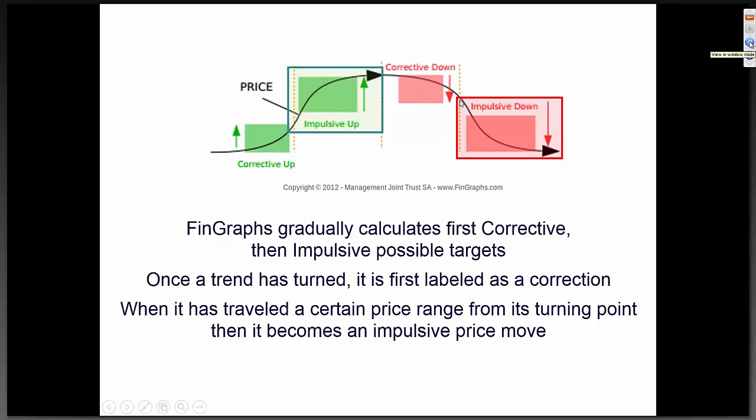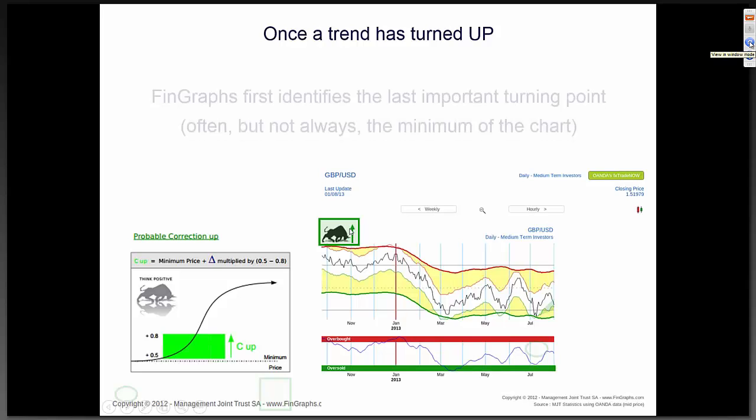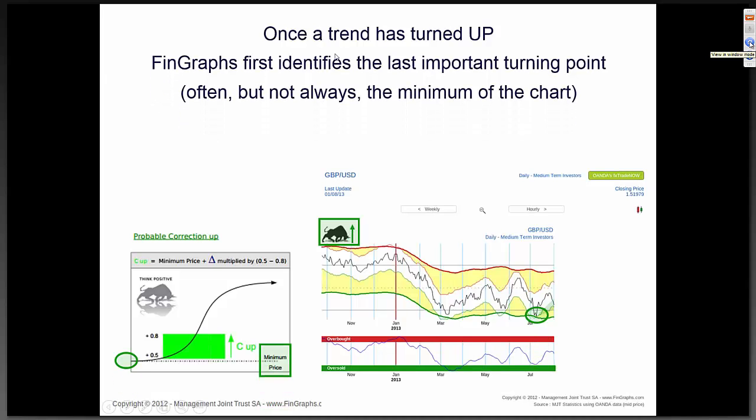Let's look at it in detail. Once a trend has turned up with potential bull, FinGraph first identifies the last important turning point. So you can see it here in the theory and in practice. This is cable on a daily taken during 2013. The explanations that will follow are for your own knowledge. FinGraph calculates the targets automatically. FinGraph first identifies the last important turning point. It is often but not always the minimum of the chart.